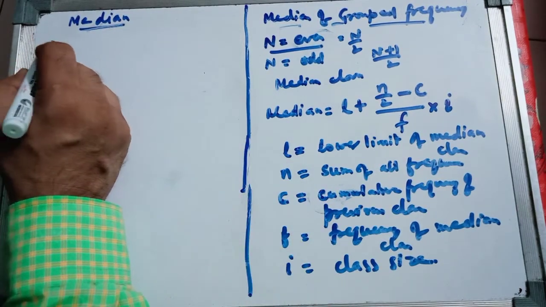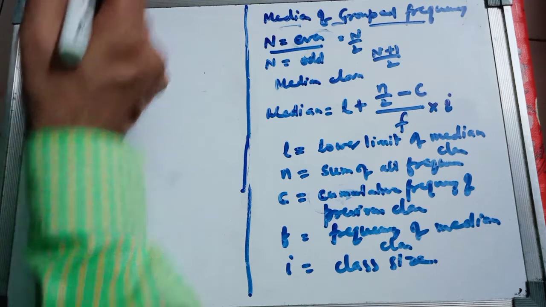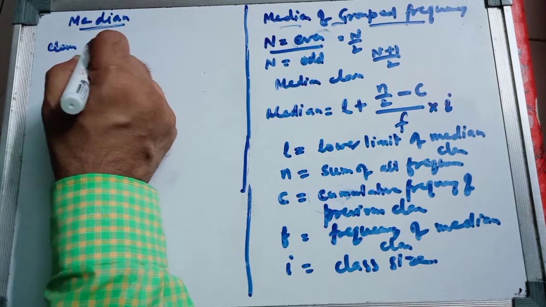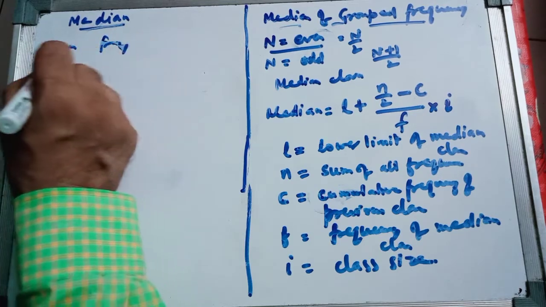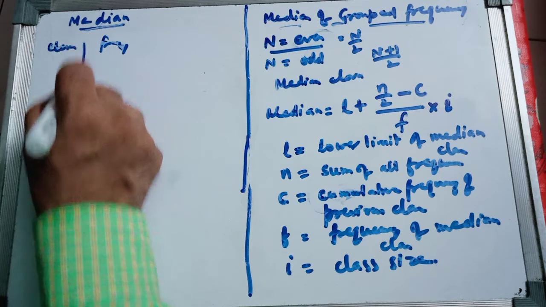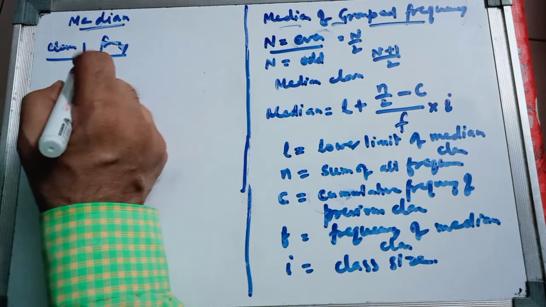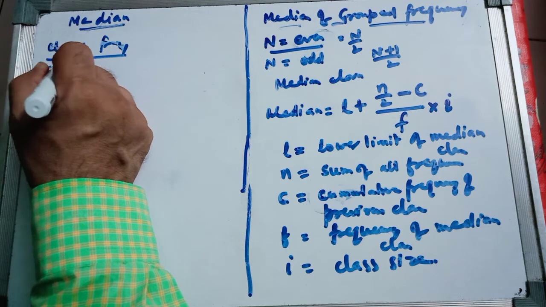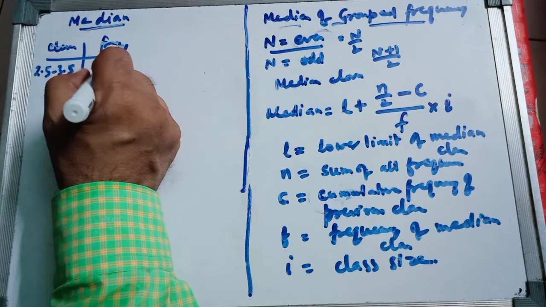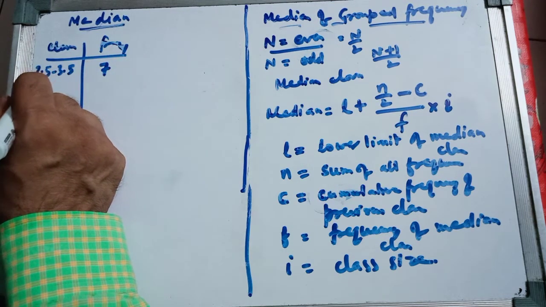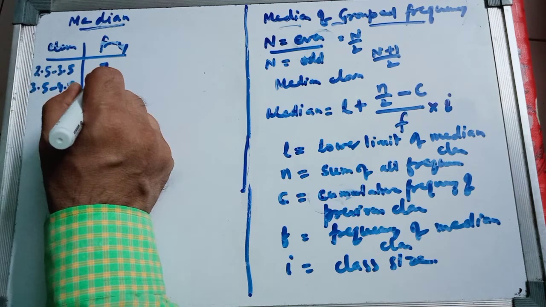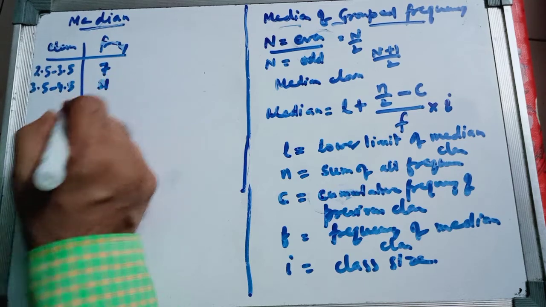So here you see, I'm taking one example only from the book. Say class and frequency. Class is given as 2.5 to 3.5 and the frequency is 7. It is 3.5 to 4.5 and the frequency is 31.